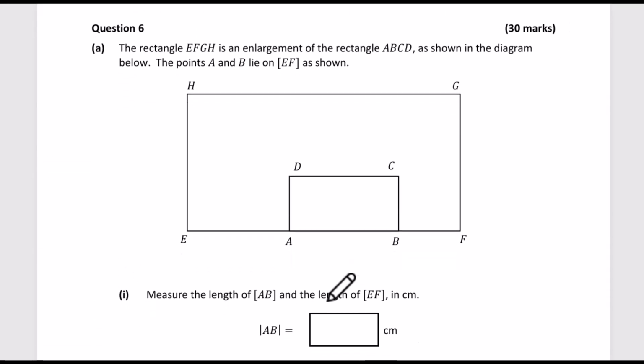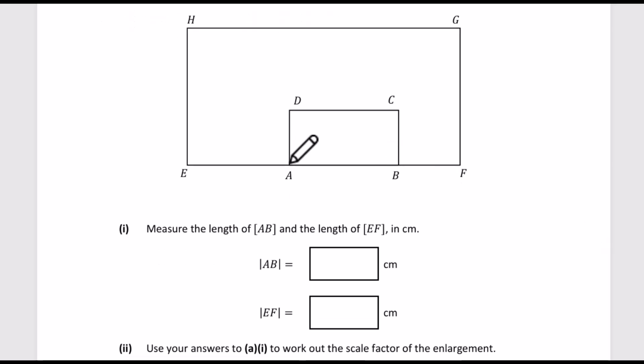So next question, the rectangle EFGH is an enlargement of the rectangle ABCD as shown in the diagram below. The points A and B lie on E and F. So this is EFGH. This is an enlargement of this smaller rectangle here, and these 2 points lie on EF. Measure the length of AB and the length of EF in centimeters. So we've got to measure this length from A to B and the length from E to F.